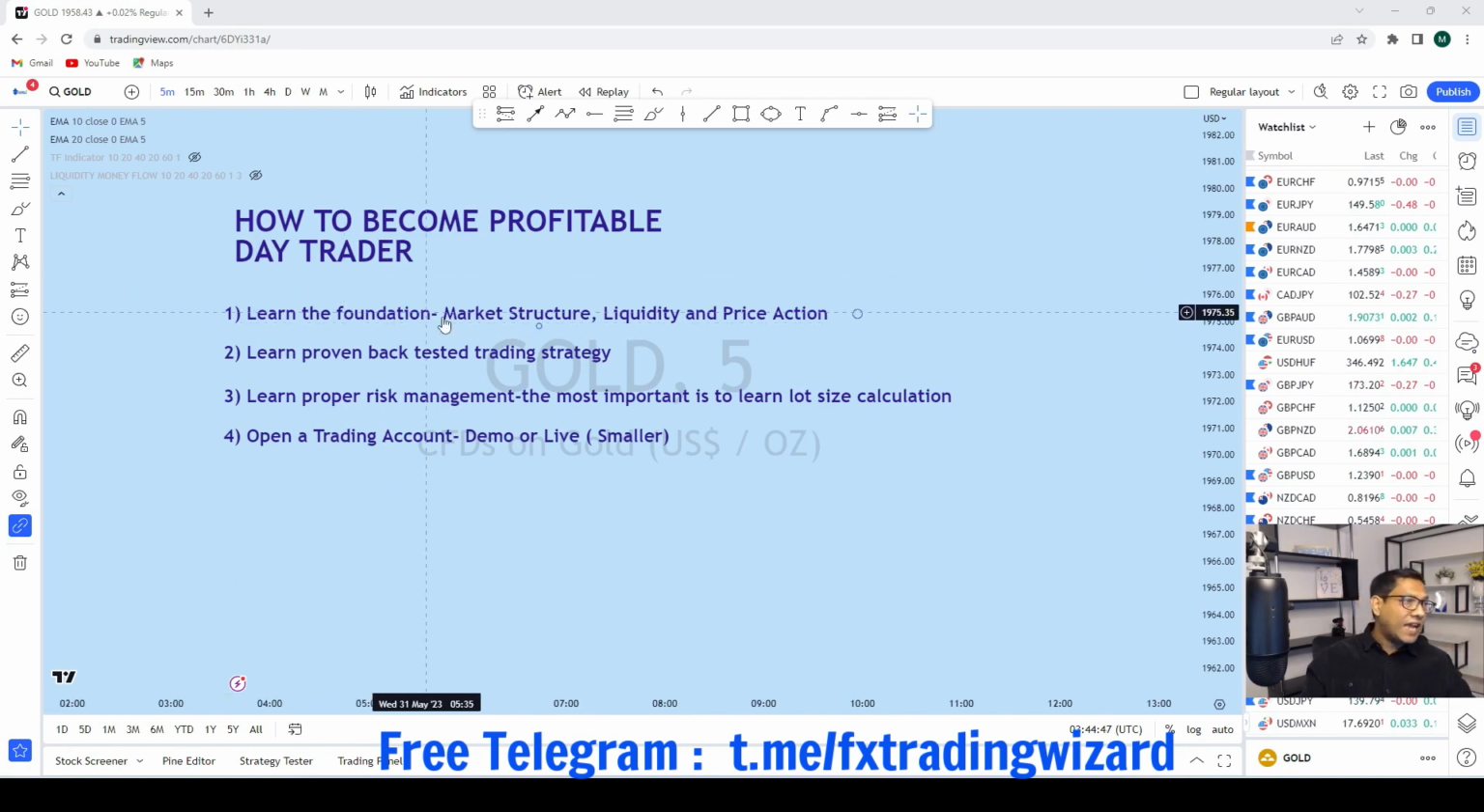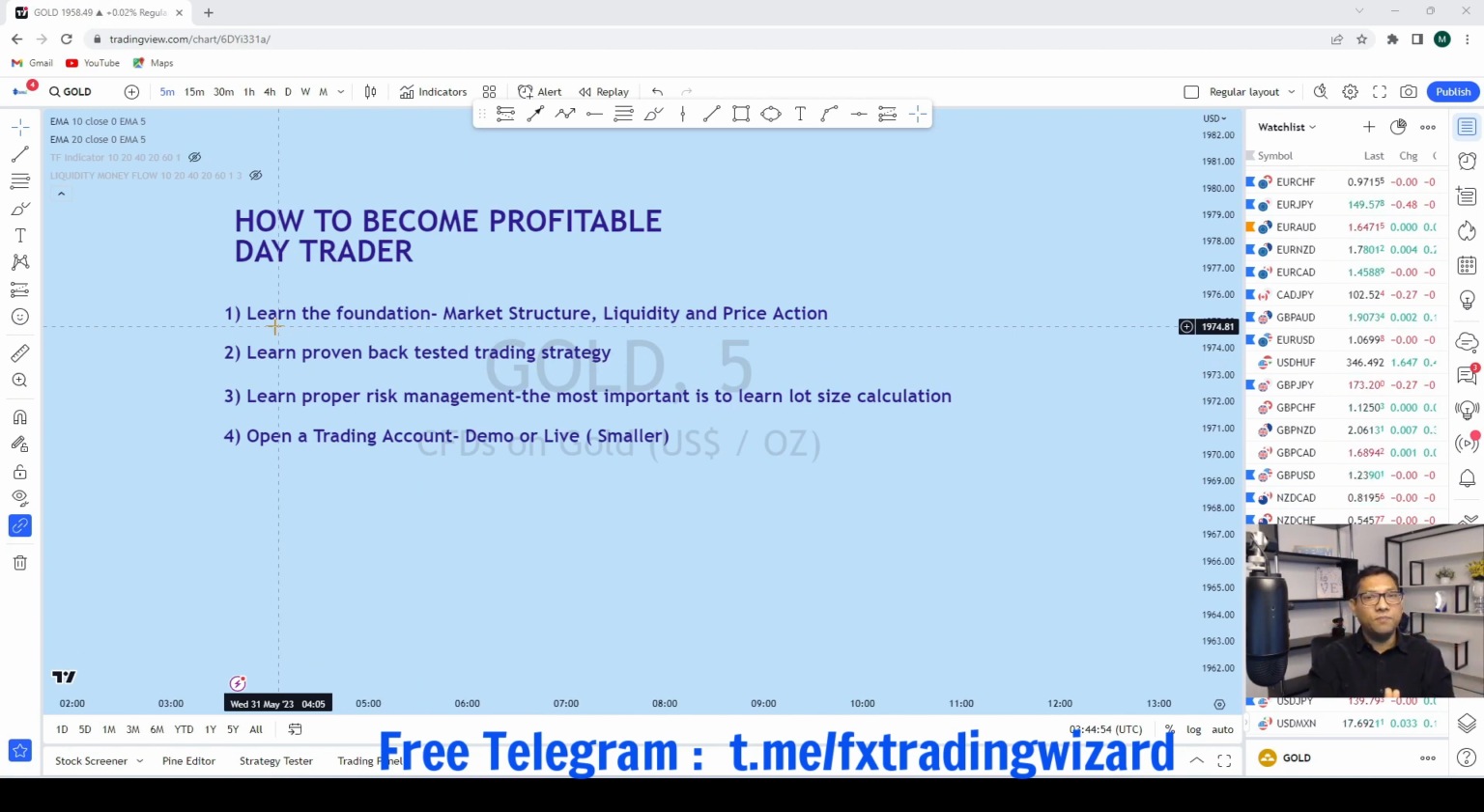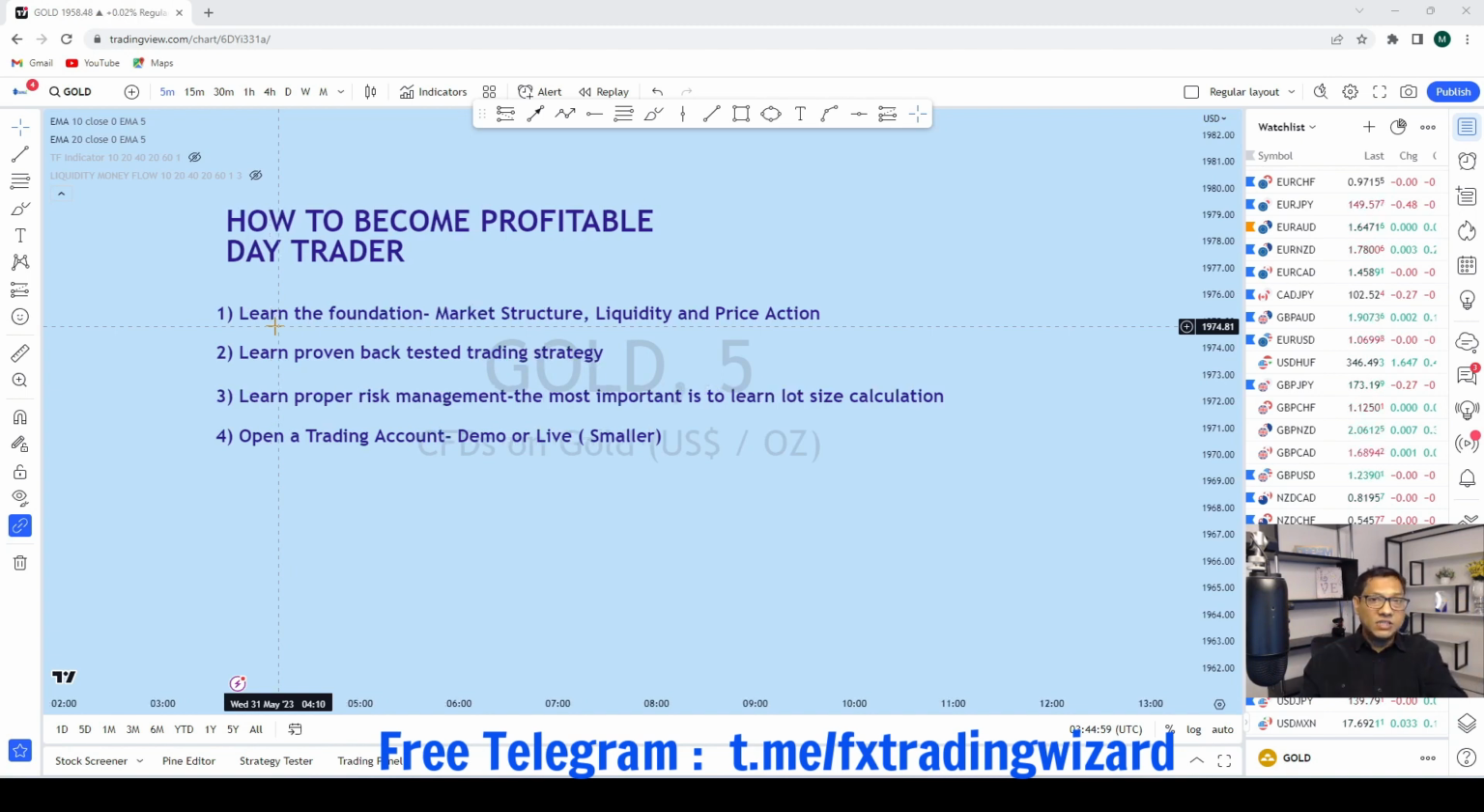Now the first step in this journey is to learn the foundation. Keep in mind, foundation is the key. If you build a house, if it doesn't have a foundation, it will never exist. Now what is the foundation? The foundation to be a profitable day trader is to learn the 3 most important parts of trading: market structure, liquidity, and price action. So now I'm gonna explain one by one what is market structure, liquidity, and price action.